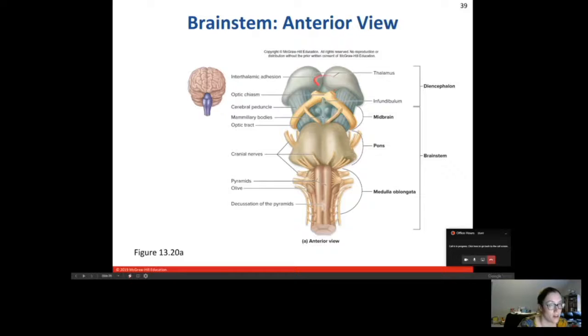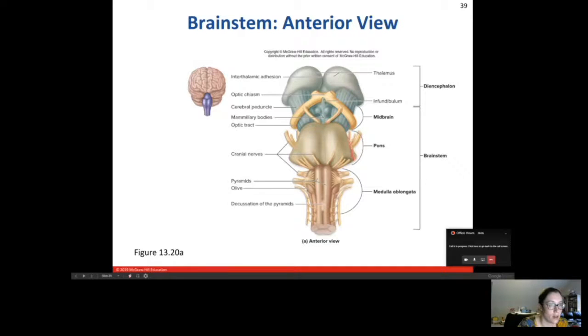So the thalamus is up here. So you have a model that looks just like this. The thalamus is on top. Below that is the midbrain. And these mammillary bodies right here, these actually are extensions that kind of come out of the side of the hypothalamus, but we can see them right here on the midbrain. So there's paired mammillary bodies. Right above it is going to be the infundibulum. So this would be connected to the pituitary gland. So those are things to be able to identify.